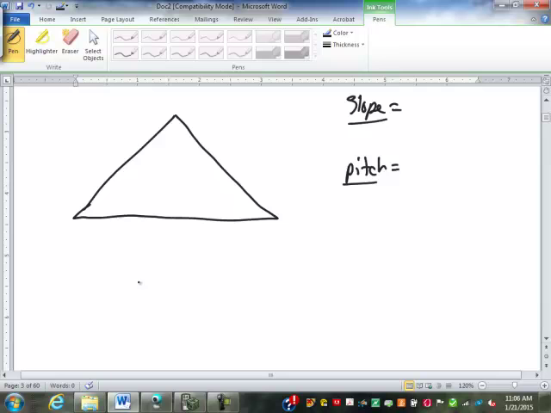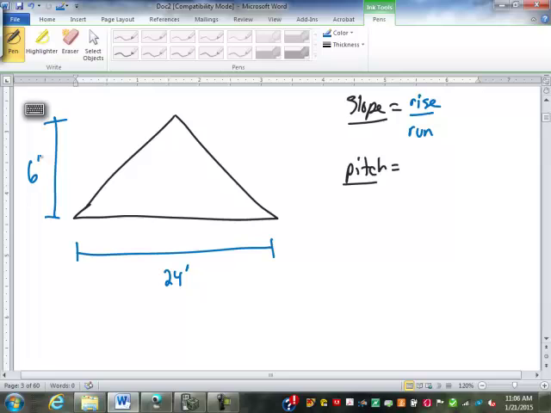You hear them refer to, oh, that roof has a 6/12 pitch to it. It does not have a 6/12 pitch. It's a 6/12 slope. Slope is rise over run. Let's say that this is a 24-foot span, and this is 6 feet high. So 6 feet is your rise. Your run, however, is half that span. It's 12 feet. So it's a rise of 6 over 12 feet of run. That's a 6/12 slope. That's what it's defined to be.